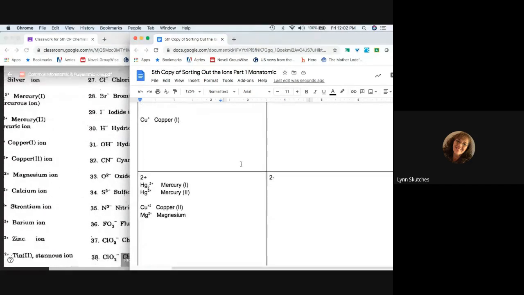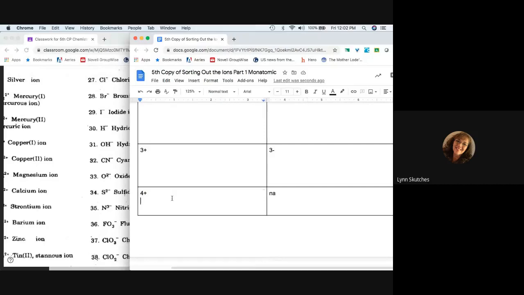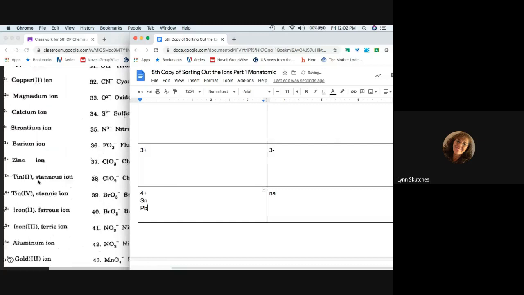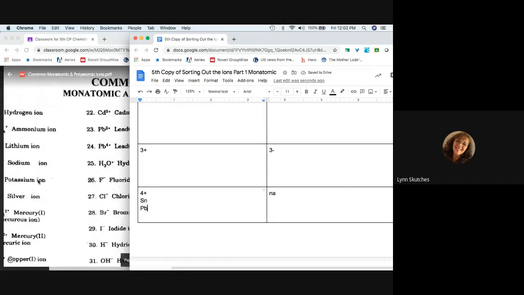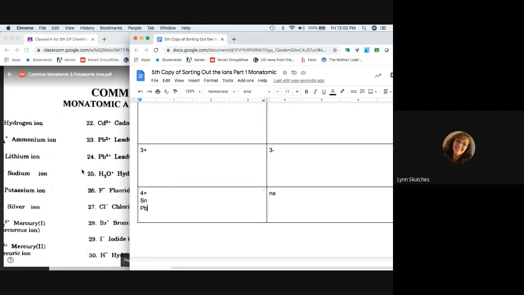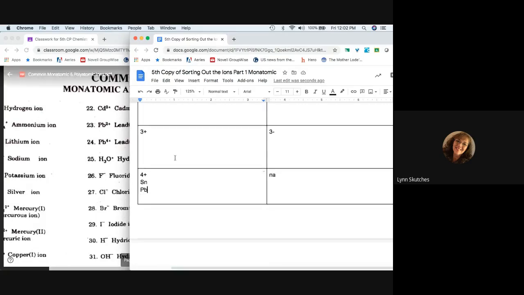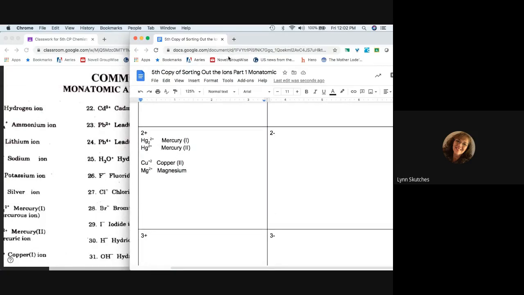So that's what you were supposed to do here. There's only a couple, you know, in the +4, tin and lead, and then the +3 was gold and aluminum. And I think that's all of them. So I didn't fill them all in, so forgive me, but that's what I was asking you to do.